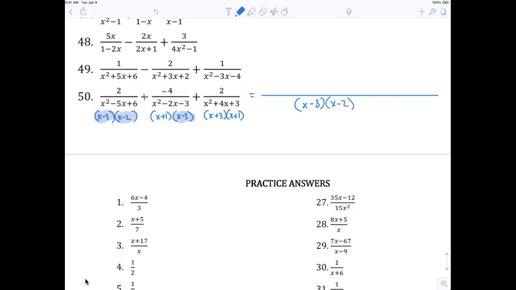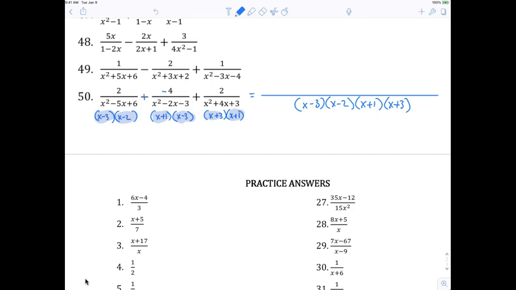And then I'm looking at x plus 1. Is there a common x plus 1? Yes. So now we put x plus 1. And then the last one, x plus 3. Okay, so now there are 4 binomials that make it a common denominator.